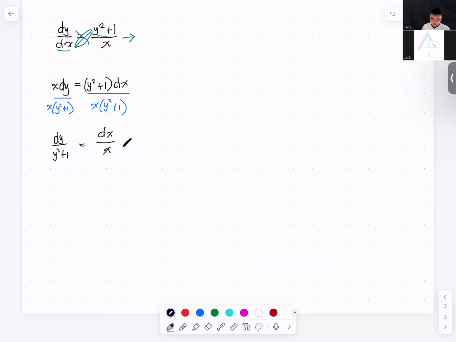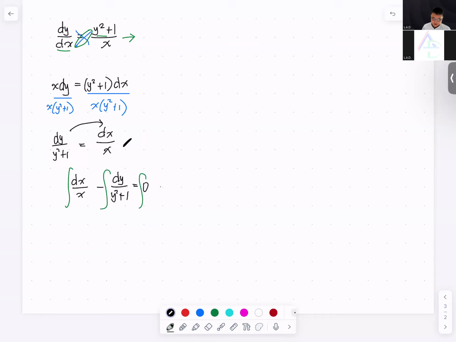Now, let's try to transpose some variables again. Transpose to the left side, 0 equal to dx over x minus dy over y squared plus 1. And of course, flip, because we want the equation to be equated to 0. The 0 is on the right-hand side. Now we can integrate.